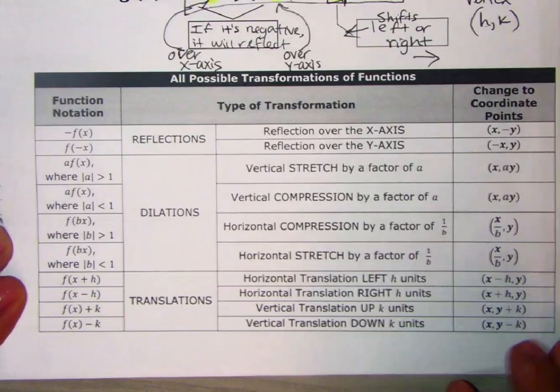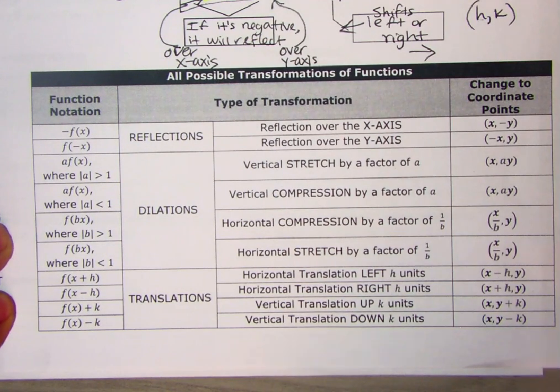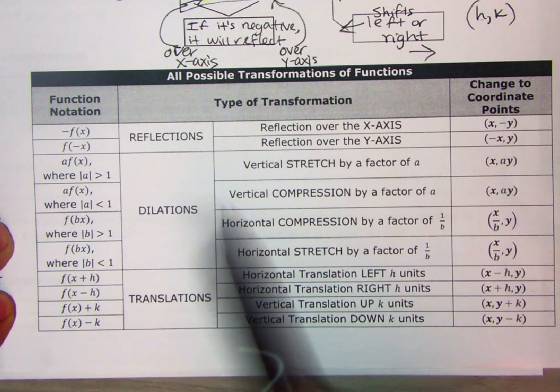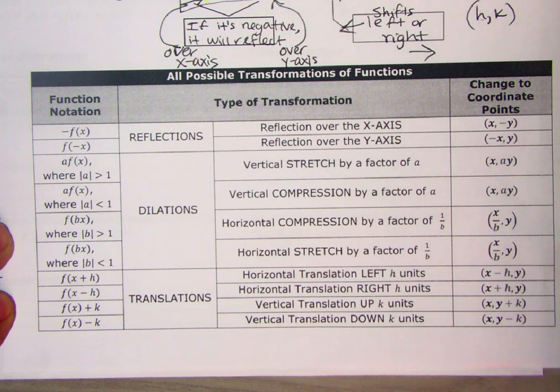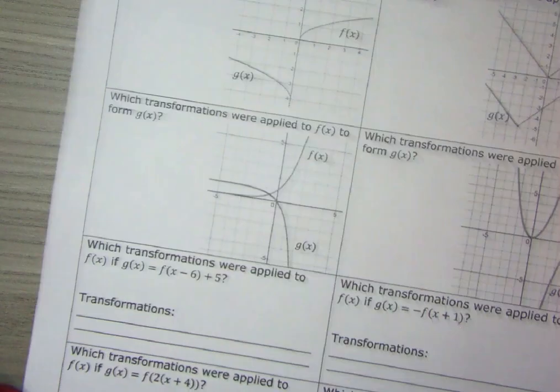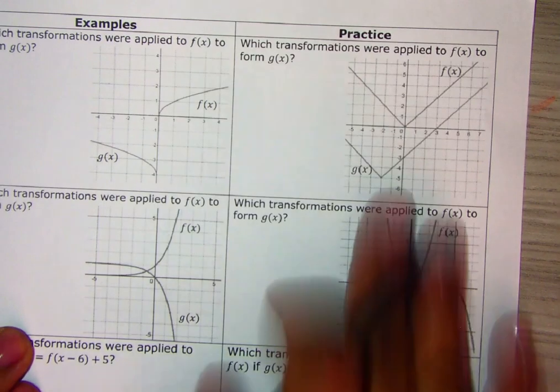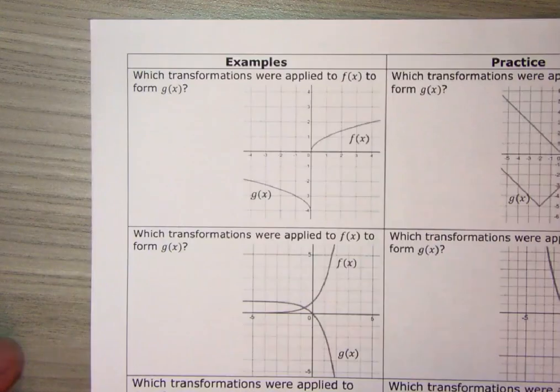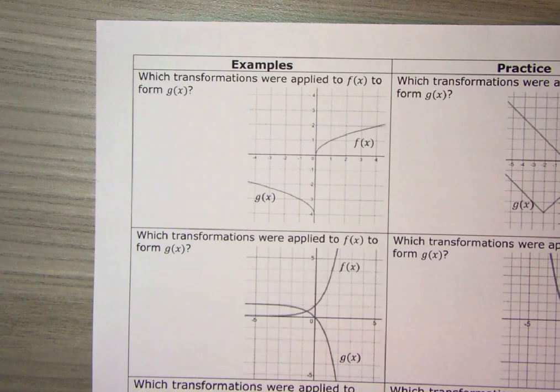So on your notes, you do have here a table that has everything summarized, but of course this is meaningless unless you understand what each variable does to the graph when you change it. So let's do a couple of examples. I'm going to go over the examples on the left side, and that way in class you can practice the ones on the right side. You can always pause this video and do them and just check to see if you can do them correctly.